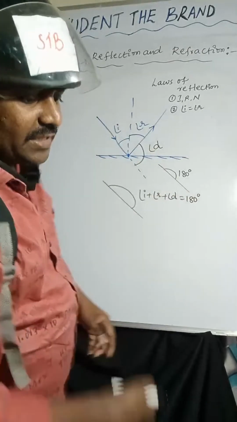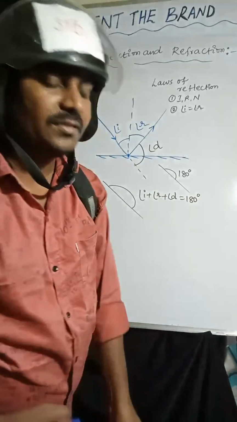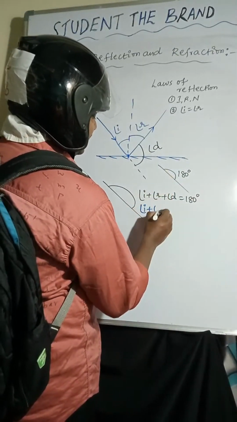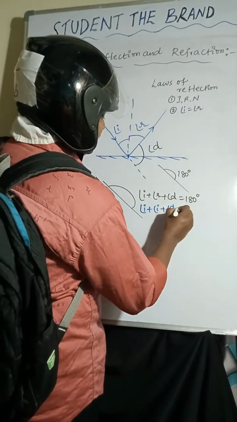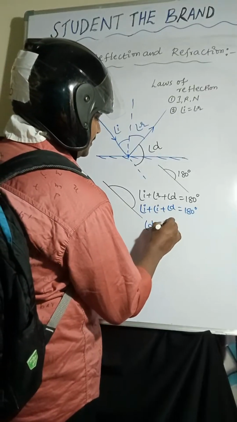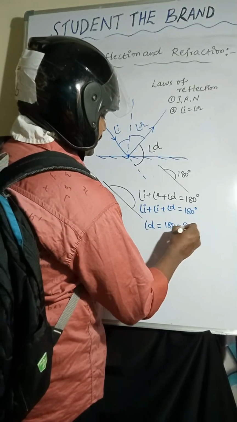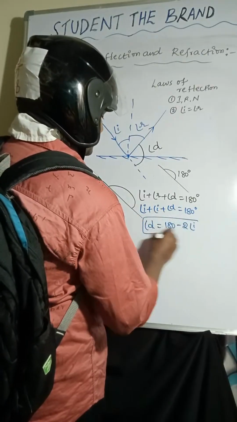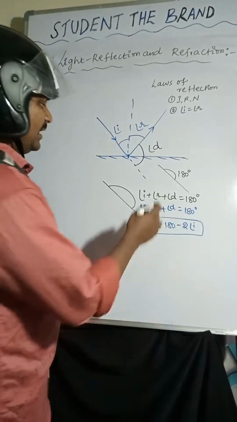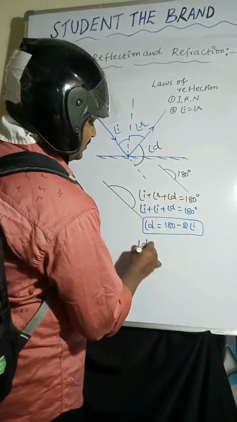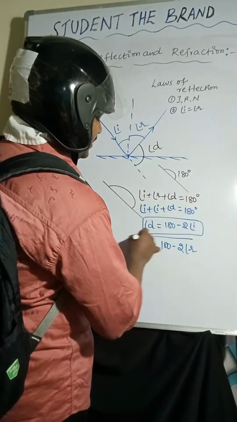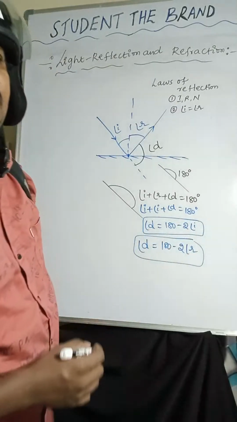Coming to laws of reflection, from laws of reflection we can write like this: angle of incidence plus angle of incidence plus angle of deviation equals 180 degrees. So angle of deviation equals 180 minus 2 angle of incidence. We can also write angle of deviation equals 180 minus 2 angle of reflection.